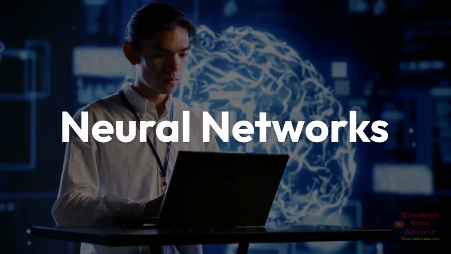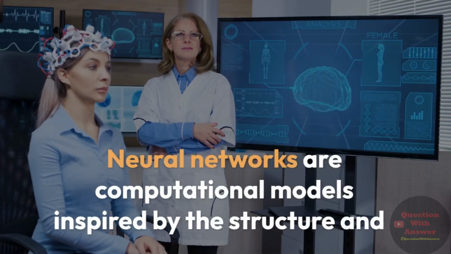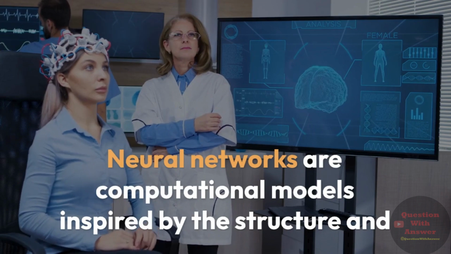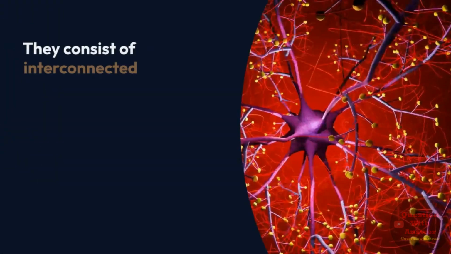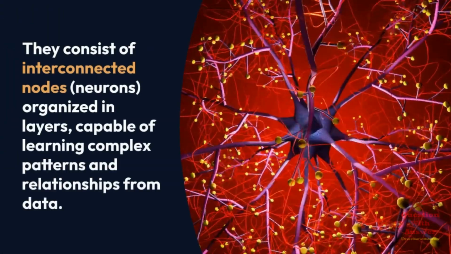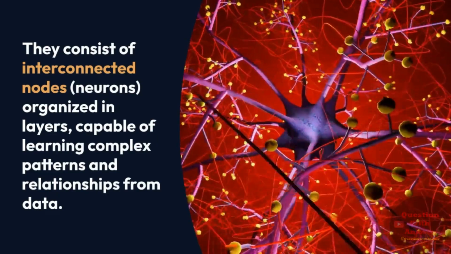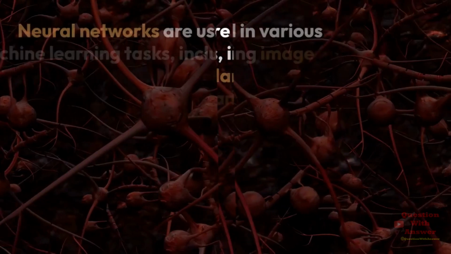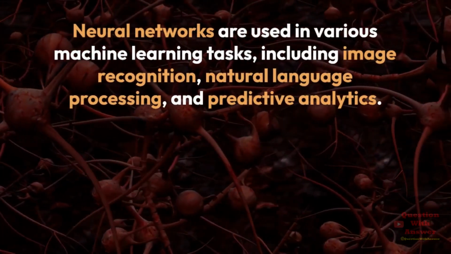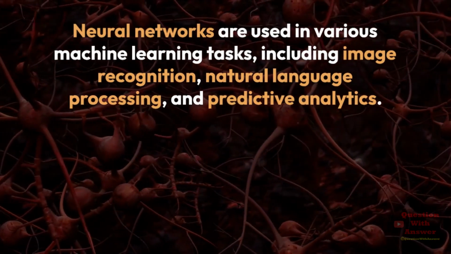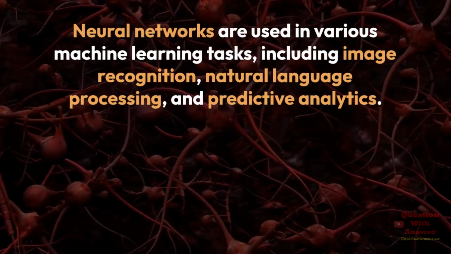Neural networks. Neural networks are computational models inspired by the structure and function of the human brain. They consist of interconnected nodes, neurons, organized in layers, capable of learning complex patterns and relationships from data. Neural networks are used in various machine learning tasks, including image recognition, natural language processing, and predictive analytics.